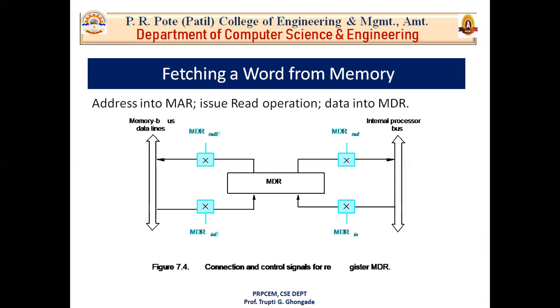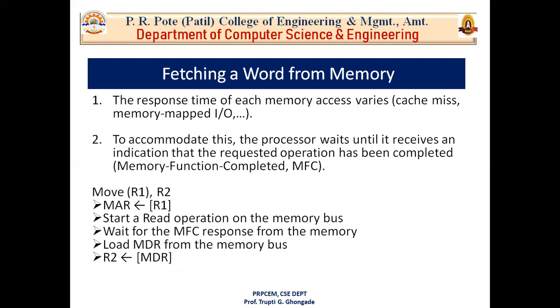As an example of a read operation, let's consider Move R1, R2. Here we have to load the contents of R1 into R2. So what are the actions needed to execute this instruction? First, we have to load the address of R1 into MAR. Currently, PC is pointing to this instruction, Move R1, R2. Now we have to move the contents of R1 to the register R2. So first the address of R1 is loaded into the MAR, memory address register. Then by using this MAR, we start a read operation on the memory bus.